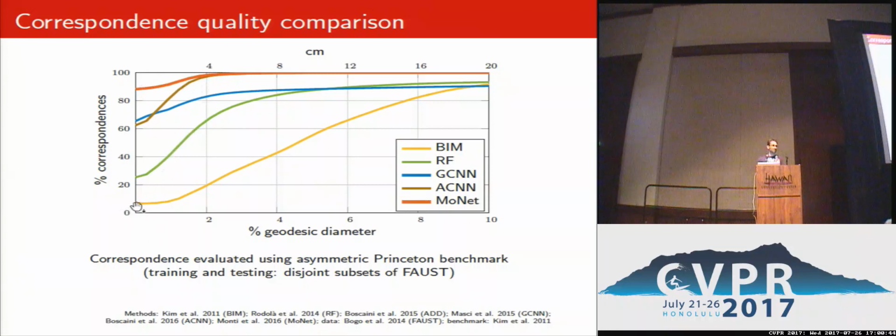Just to calibrate expectations, the yellow curve shows blended intrinsic maps, one of the state-of-the-art methods used in computer graphics that doesn't use any learning. The green curve shows random forest, one of the first learning-based methods used for finding correspondence. This is geodesic CNN. This is anisotropic CNN. This is what we get with MoNet. You can notice here that about 90% of correspondences have zero geodesic error, meaning that they're perfect. The maximum error is roughly about 4 centimeters, which is more or less the size of a human finger.